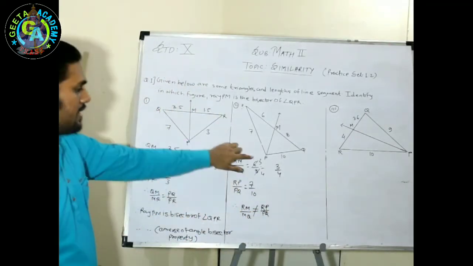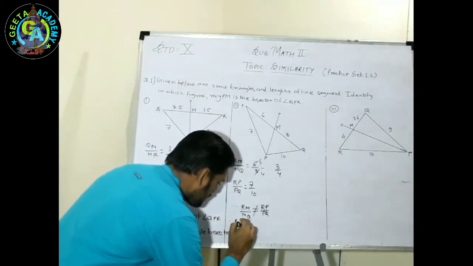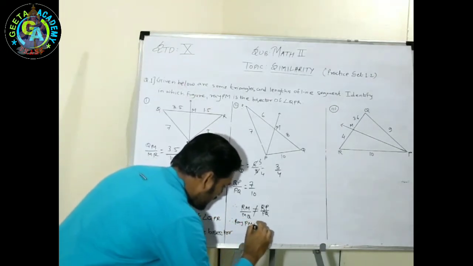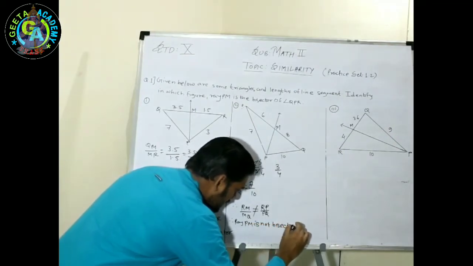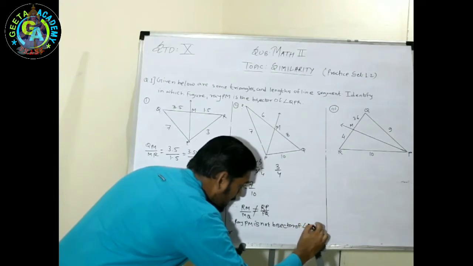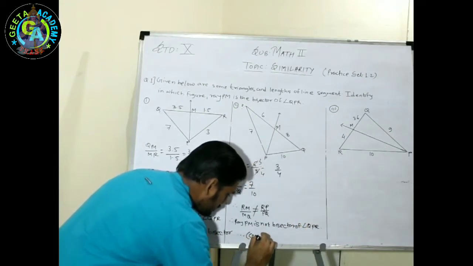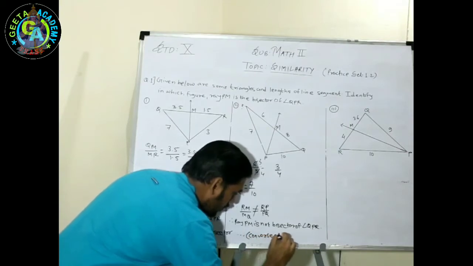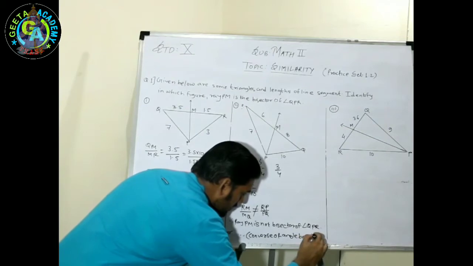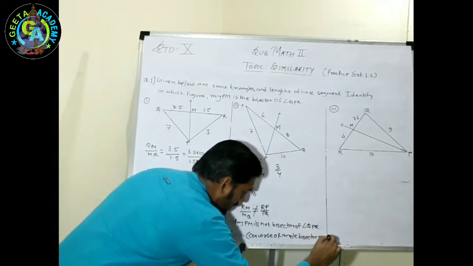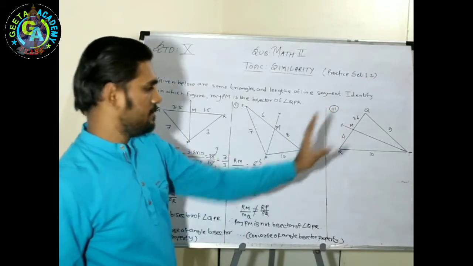It means the ray PM is not a bisector. Therefore, ray PM is not bisector of angle QPR. Reason: converse of angle bisector property. Similarly, we'll see sub question 3.